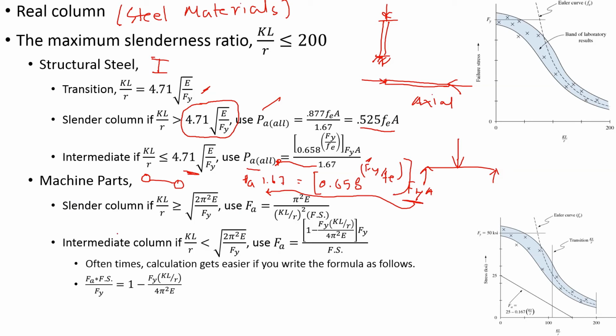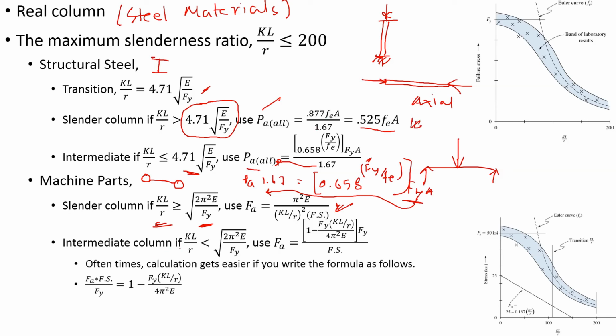Now machine parts, same thing, slender column. The transition value is 2 pi squared E by Fy instead of 4.71 square root of E by Fy, but you don't have to memorize anything, just write it down. The transition is calculated by 2 pi squared E divided by Fy. For a slender column, if the slenderness ratio is more than that, then use this simple equation, almost like the Euler equation. Same thing here, very close to the Euler equation, other than this factor of safety.